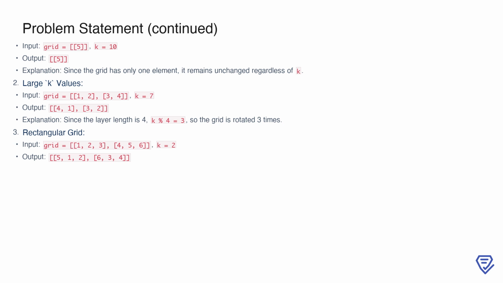Finally, in the case of a rectangular grid, like 1, 2, 3, 4, 5, 6, and k equal to 2, the rotation will transform the grid into 5, 1, 2, 6, 3, 4. These examples illustrate how the rotation logic applies across different scenarios.